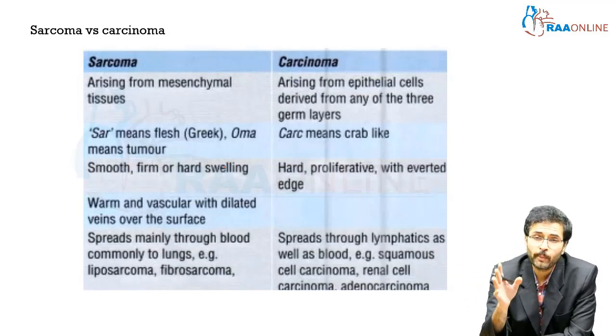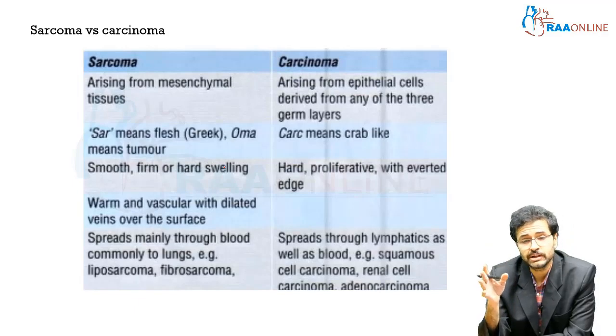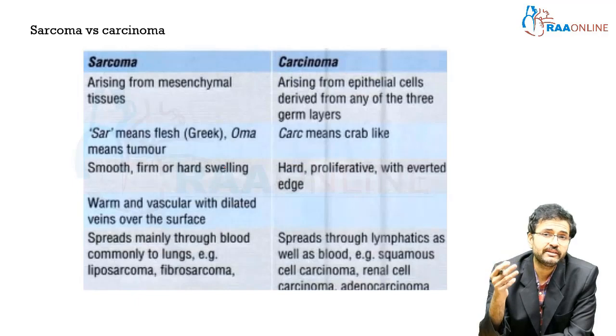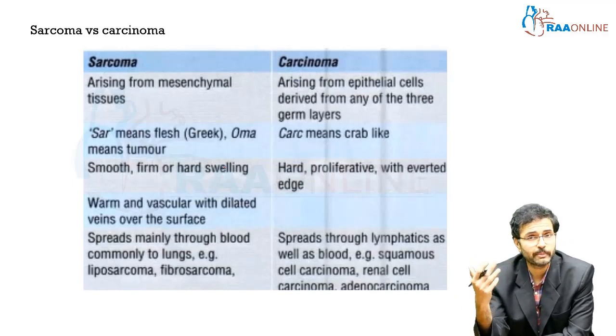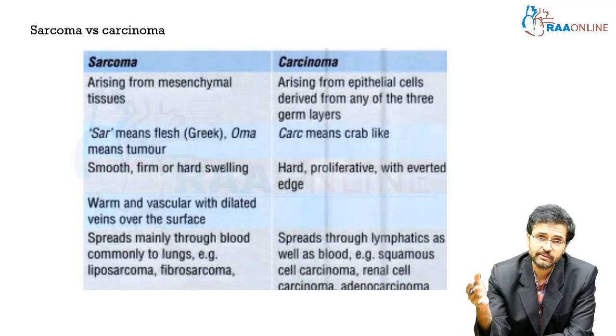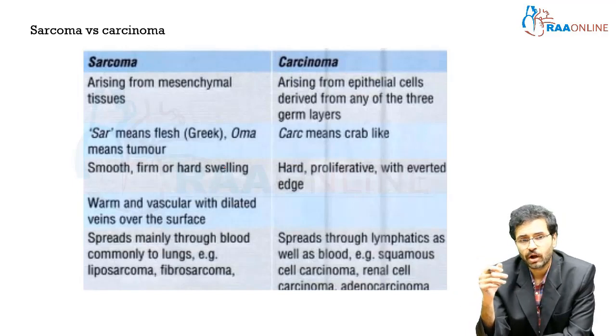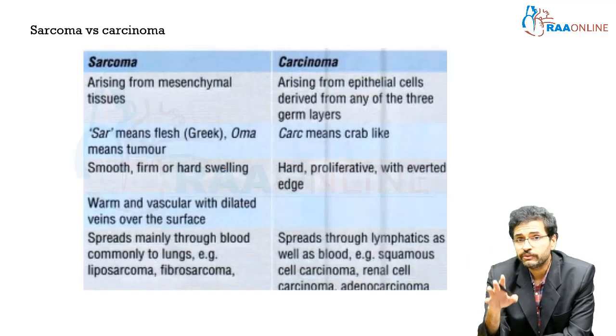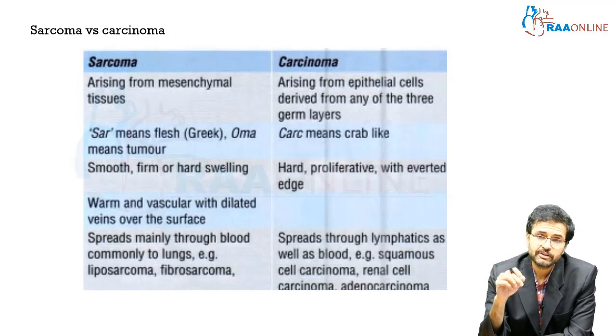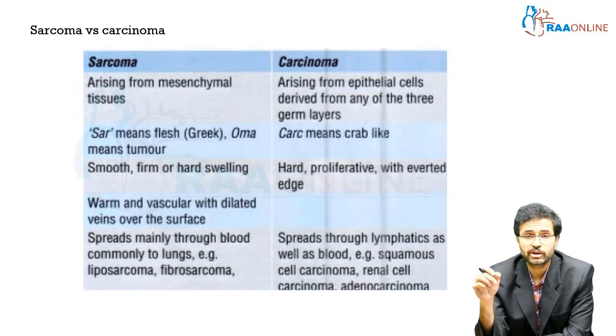Sarcomas usually are warm and highly vascular with dilated veins over the surface, and have a very high tendency to produce hematogenous metastasis. That is, it spreads via the bloodstream to the lungs or to the liver. Common sarcomas are liposarcomas and fibrosarcomas. Carcinomas predominantly metastasize through lymphatics. Of course, hematogenous spread of carcinomas is also documented. We'll be discussing that in the later slides.